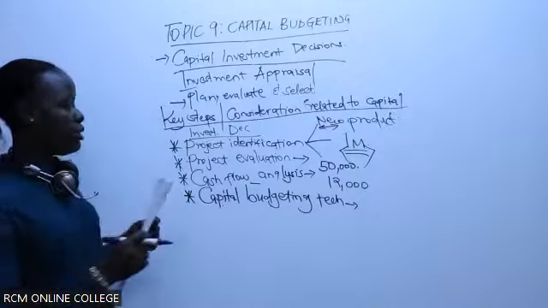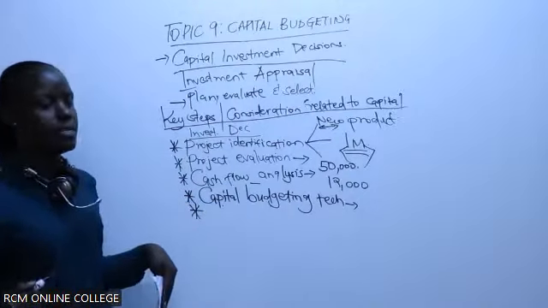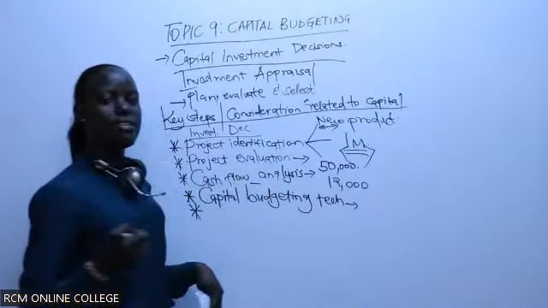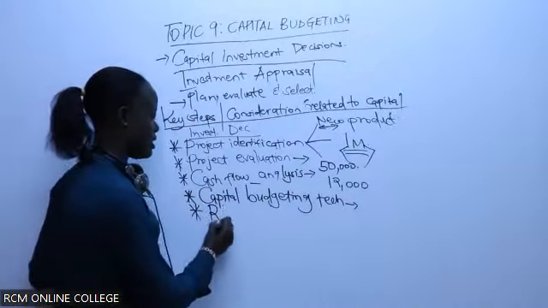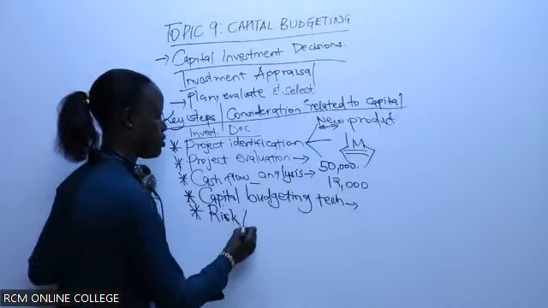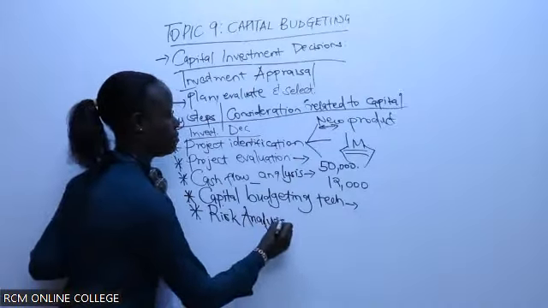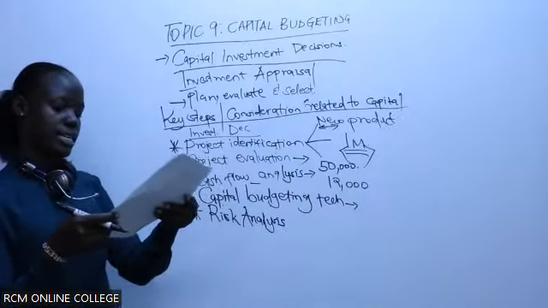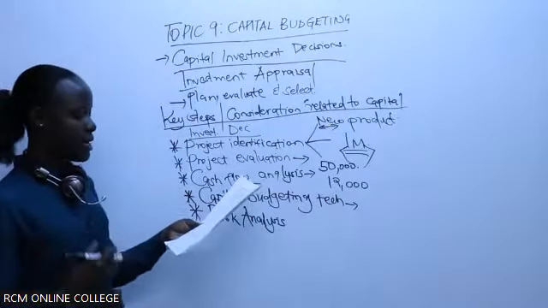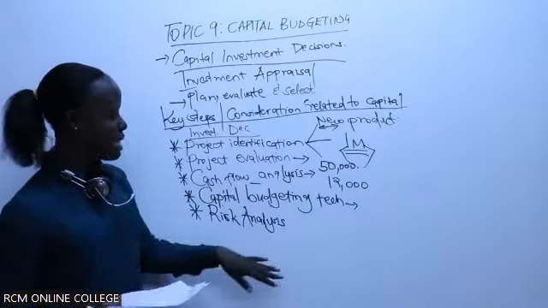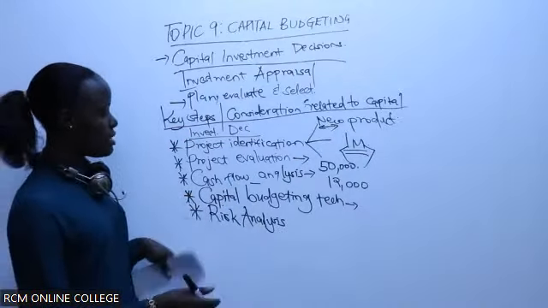After that, you'll do the risk analysis. For you to venture in any investment, there are various risks that are associated with it. Now you'll do a risk analysis. At risk analysis, capital investment decisions should be able to incorporate a risk analysis. This will help assess the uncertainties that are associated with the cash flow estimates.